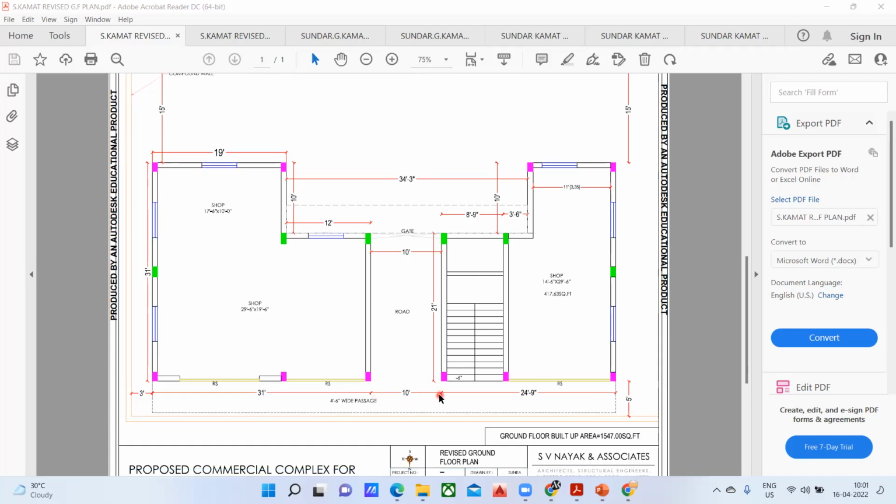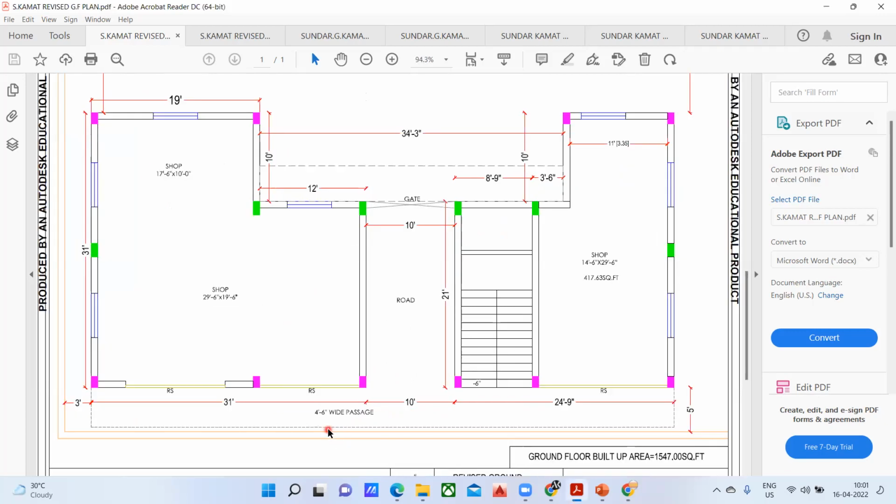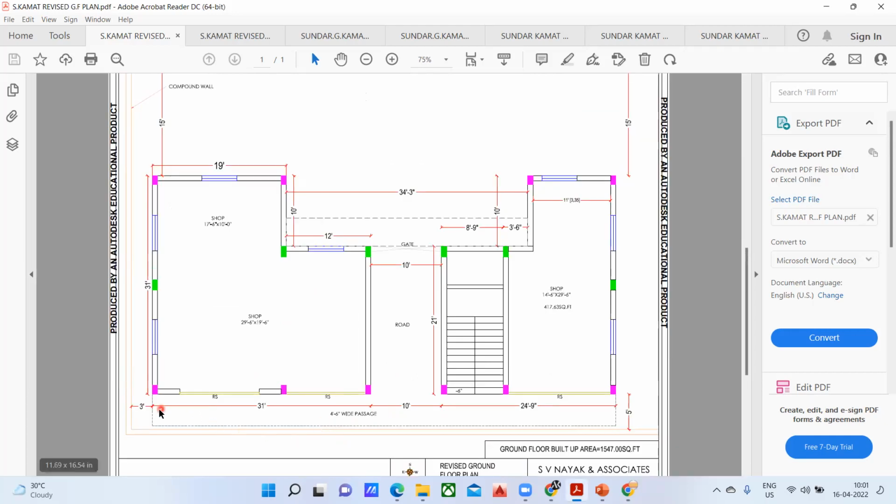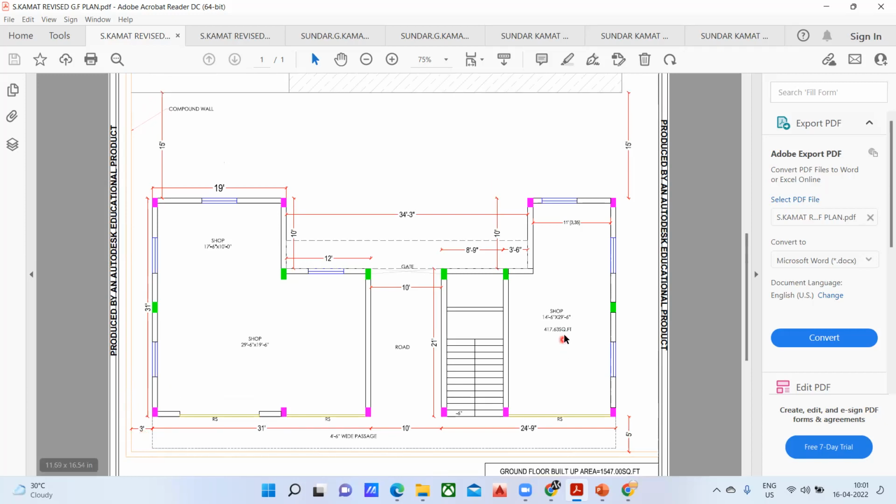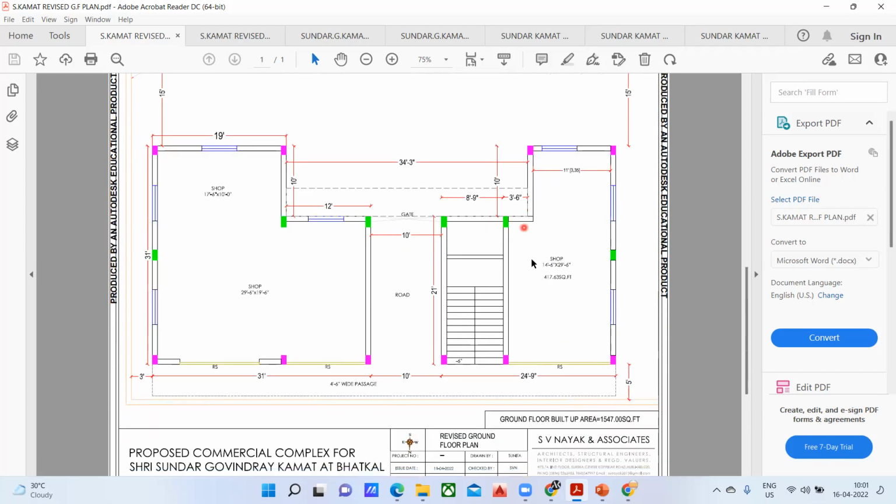So this is the distance given between these two columns. It is 10 feet, and we have a road passing here, and we have a 4 feet 6 inch wide passage here from here to here. And from the outer of this column to this outer, we have a 3 feet distance. That is the offset we have. Got it? So in this way, this is my ground floor plan.